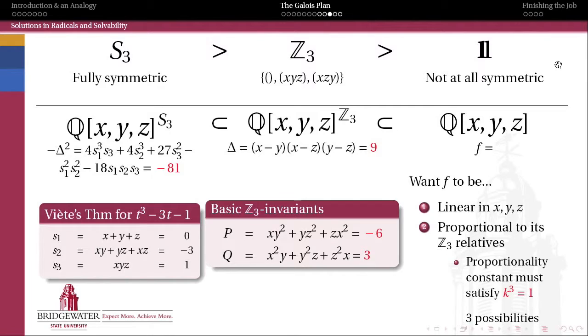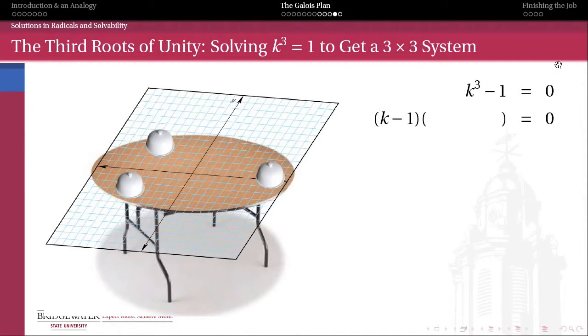And again, because of the group considerations, that proportionality constant has to satisfy k to the third power is equal to 1. In other words, we want to make it so that the action of Z mod 3 is exactly the same as the action of multiplying by a number which also has order 3 in the complex numbers. And there are three such so-called third roots of unity. We can think of them as being points on the complex plane. So it's almost like we're back to our table now, except that our table is really a complex plane.